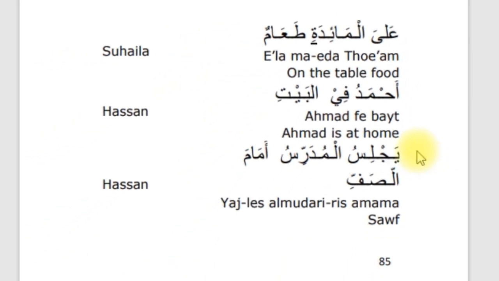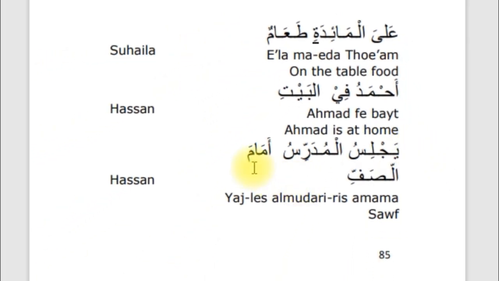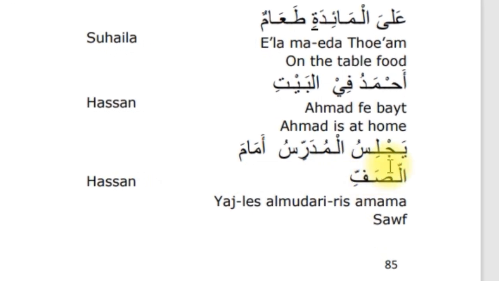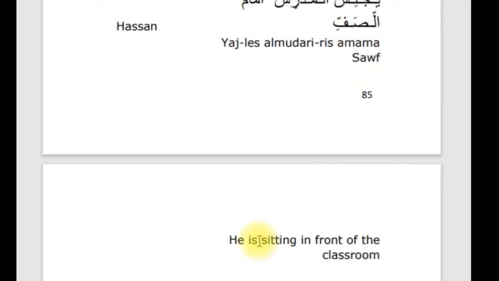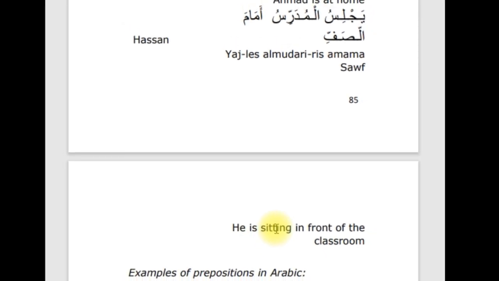Hassan: يجلس مدرس أمام الصف. يجلس means he is sitting. Mudaris is teacher. That means the teacher is sitting. Amam, in front of. Sof means classroom. يجلس مدرس أمام الصف. The teacher is sitting in front of the classroom.